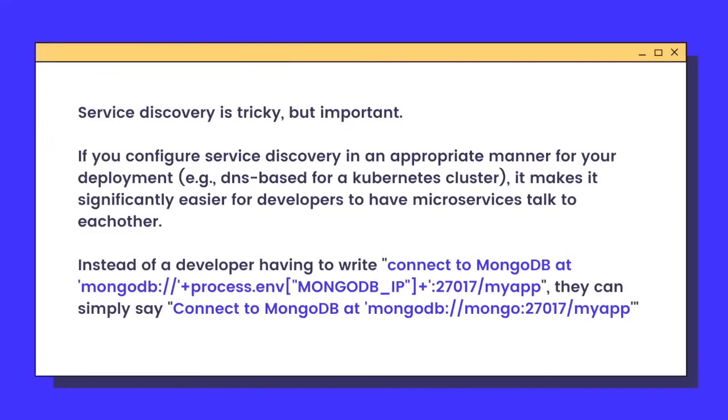So the conclusion of all of this is that service discovery is tricky, but vitally important as a foundational building block for these deployment strategies and for deployment automation in general. If you configure service discovery in an appropriate manner for your deployment, so DNS-based in a Kubernetes cluster, for example, it makes it significantly easier for developers to have microservices that talk to each other, instead of having a developer have to write connect to MongoDB at, and then deal with where MongoDB actually is. They can simply say connect to MongoDB at mongodb://mongo.